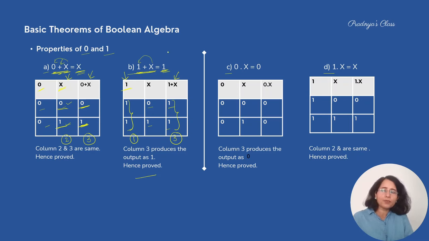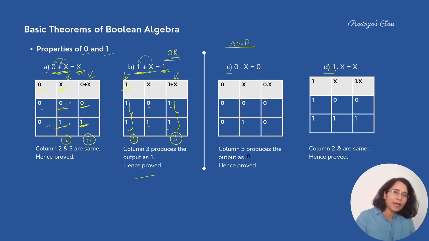We worked out the properties of 0 and 1 for the OR operation. Now we have to work out the properties of 0 and 1 for the AND operation. What it says: when I perform the AND operation on 0 and x, we get 0. And when we perform the AND operation on 1 and x, we get x.